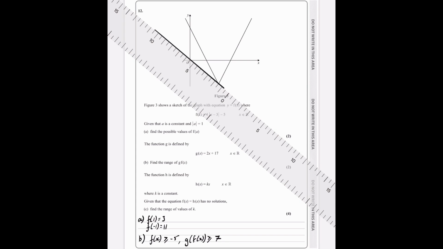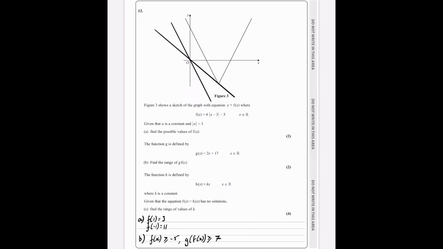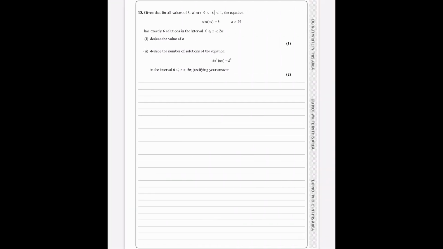For part C, I'm drawing two lines on to help us. The range of values for k are going to be gradients in between those two lines. The gradient of the line that's parallel to the left-hand part of the modulus function is going to be negative 4, and the other line is going to go through the origin and have a gradient of negative 5 over 3. So whenever k is between negative 4 and negative 5 over 3, we'll get no solutions. For any other gradients, the line will cross the function at least one point. So negative 4 is less than or equal to k is less than or equal to negative 5 over 3.